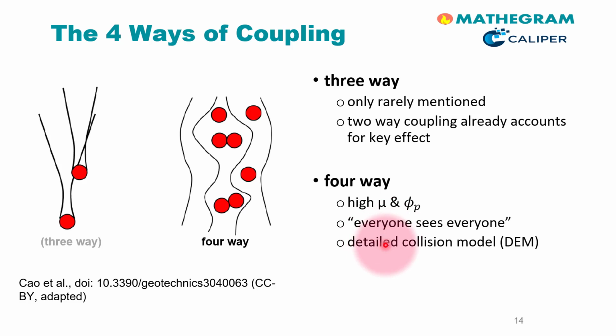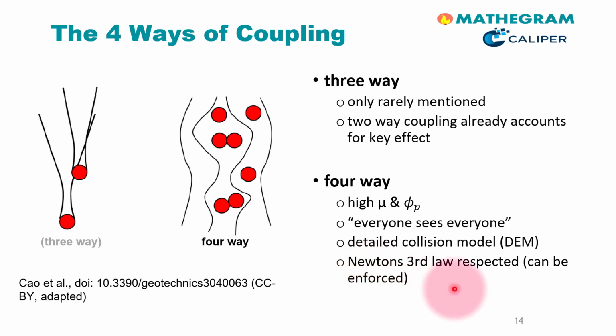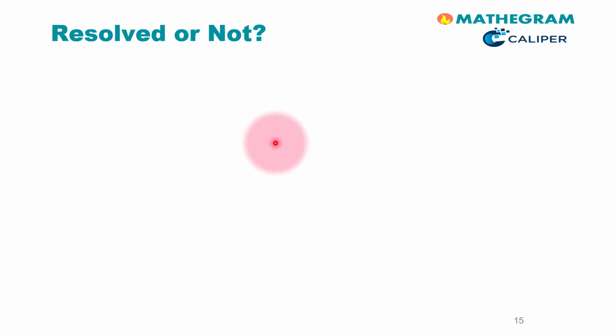Very often soft sphere DEM is preferred over hard sphere DEM for reasons already discussed in earlier units. Of course, also Newton's third law can be respected and sometimes can be even enforced. As we have now also decided on the details of the coupling, we can progress to the next important detail of our CFD-DEM strategy, which is the fundamental question: shall we resolve the fluid flow around the particles or not?